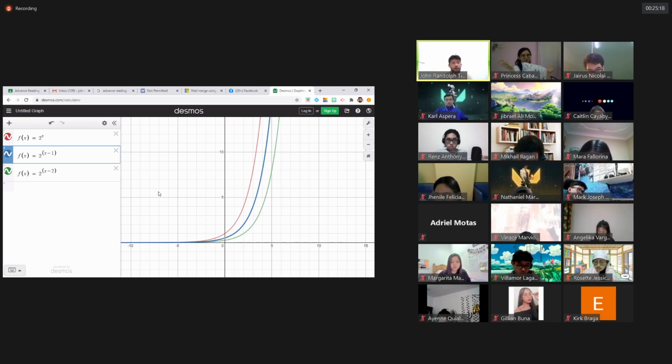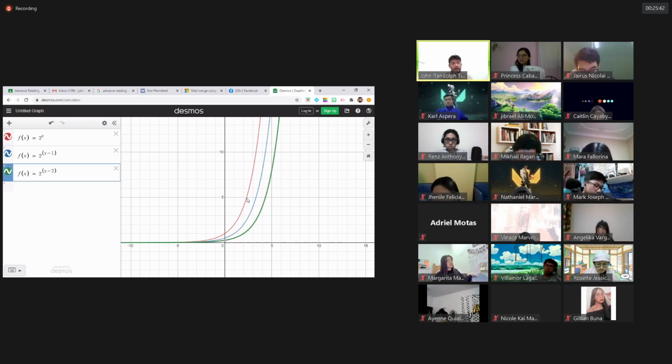Okay, so if you have noticed, comparing the blue graph to the red one, the graph of f of x equals 2 to the power of x shifted 1 unit to the right. Since it's minus 1, it shifted 1 unit to the right. And then comparing your green graph to your red one, it shifted 2 units to the right.